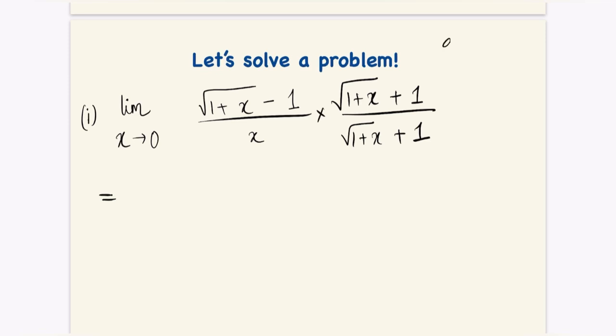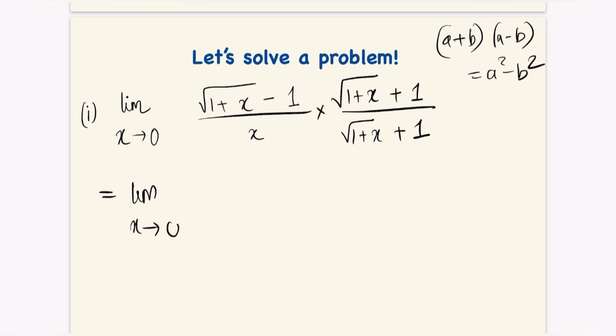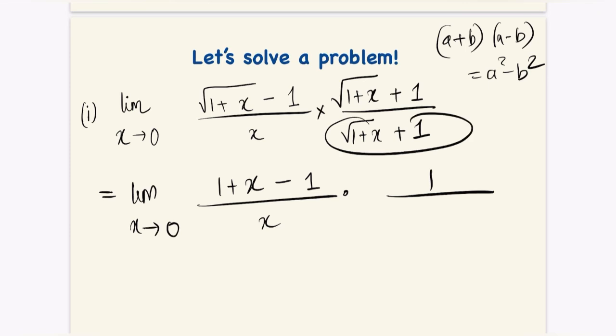So using the formula (a plus b) into (a minus b), which is equal to a square minus b square, you will have a simplified version of this. It is (root of 1 plus x) the whole square, which is 1 plus x, minus 1 square, which is 1, upon x into this expression that you have over here.